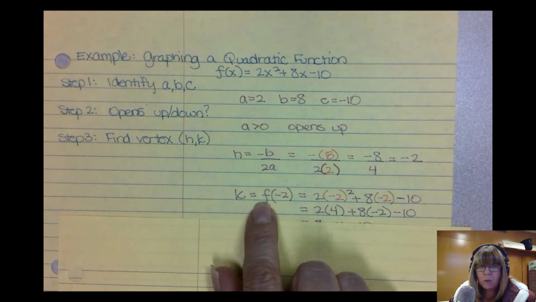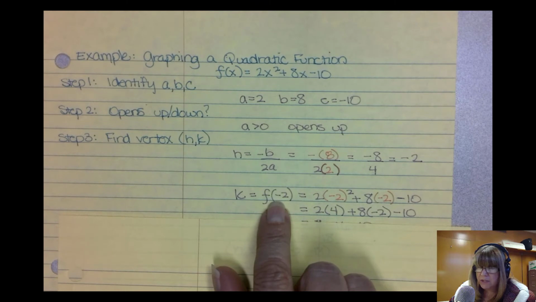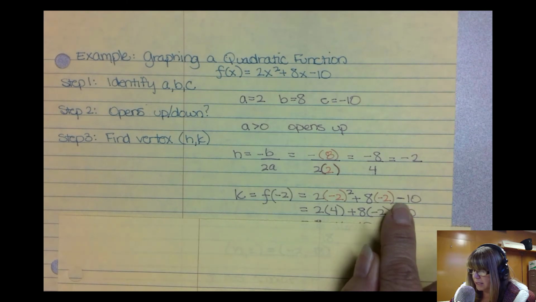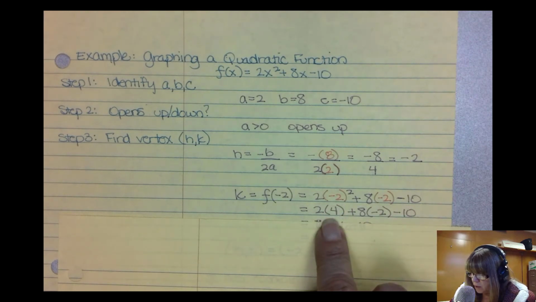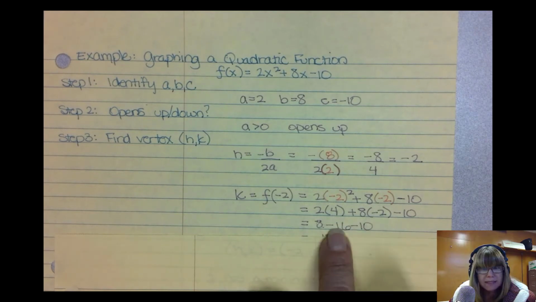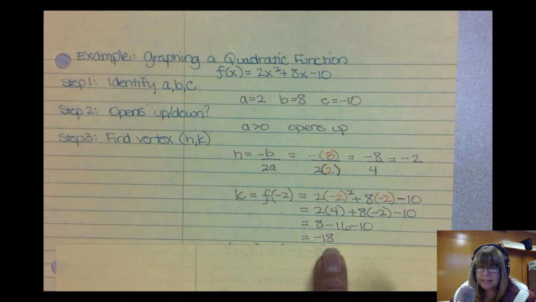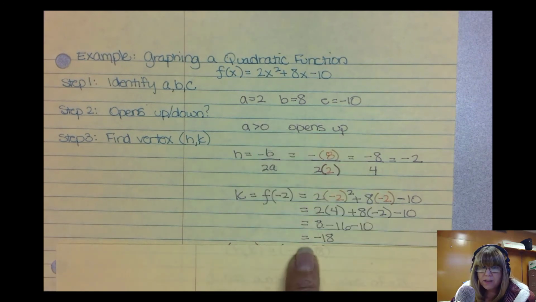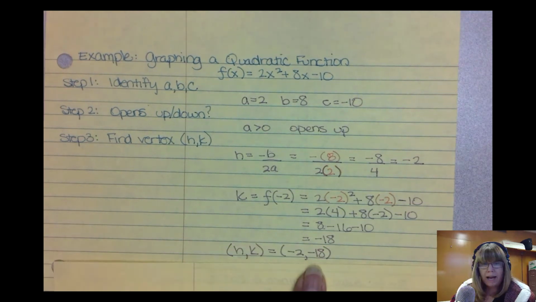K is when I evaluate it at the h value, which is negative 2. So 2 times negative 2 squared plus 8 times negative 2 minus 10. Negative 2 squared is 4. 2 times 4 is 8. 8 times negative 2 is negative 16 minus 10. 8 minus 16 is negative 8, and negative 8 minus 10 is negative 18. Knowing that it opens up, this k value is a minimum at negative 18. So our vertex is negative 2, negative 18.